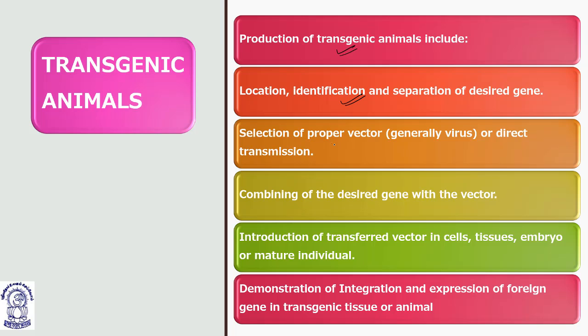They help in the selection of proper vector, generally virus or direct transmission of DNA. They help in combining the desired gene with the vector. They help in the introduction of the transferred vector in cells, tissues, embryo, or mature individual. They help in the demonstration of integration and expression of foreign gene in transgenic tissue or animal. So these are the transgenic animals in which the foreign genes are carried to perform all these functions.